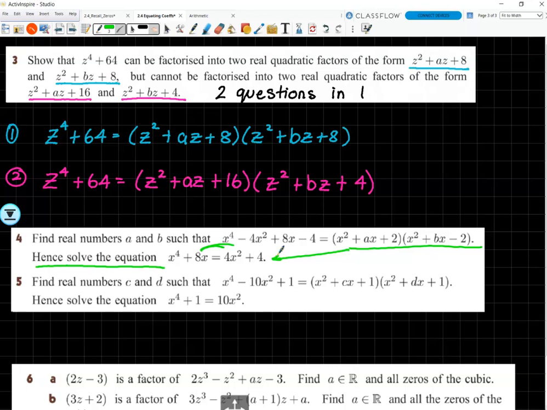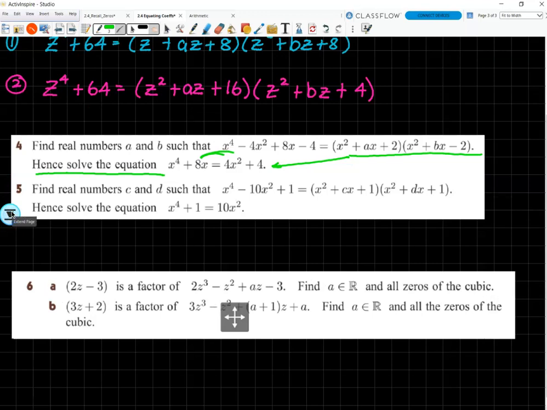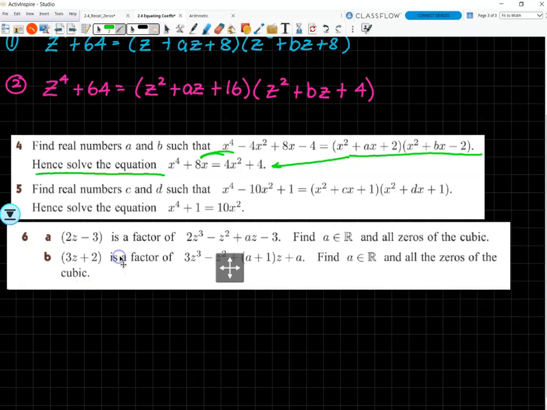Now, 4 and 5 are very similar. So it's up to you if you want to practice with your equating coefficients, that sort of thing. Feel free to do it. It's going to be the same skills over and over again, but they're wording it slightly differently. Okay? So it started off with, here's an expression, this equals this, and now it gets to question 6. I would say it's pretty much the same, it's just worded slightly differently.